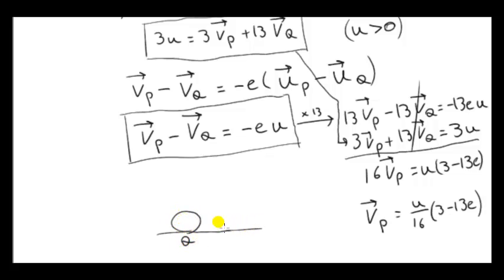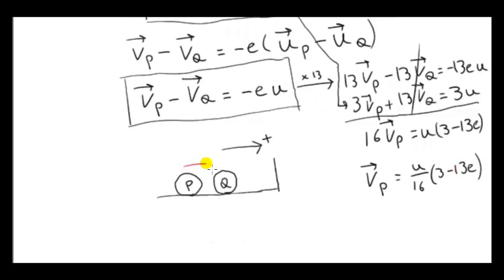So here is sphere Q. Q moves after the first collision. Of course, Q has to move to the right. That's obvious. Now, what about P? Well, P moves to the left or right depending on what the value of E is. Okay, so the final velocity of P could be positive or it could be negative. u is obviously positive, so you can see that everything hinges on this expression in here.